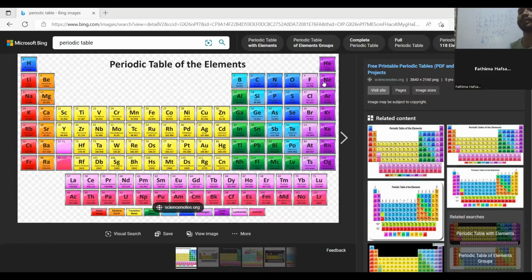In the first shell, there are only 2 electrons. Above 2 electrons cannot be found in this first shell. In the second shell, there can be 8 electrons. In the third shell also, there are 8 electrons. In the last shell, there can be 32 electrons. Is that clear?